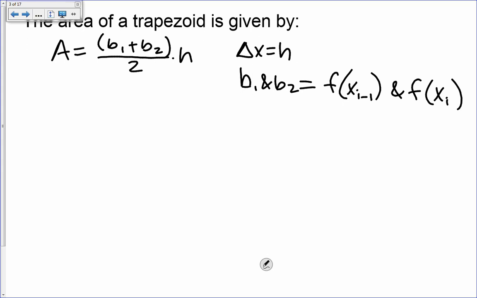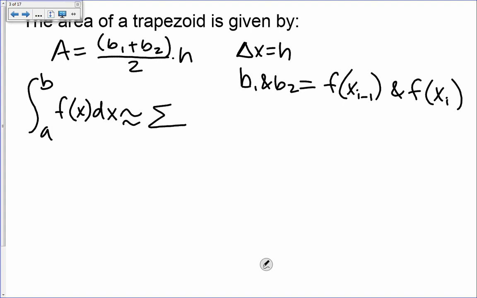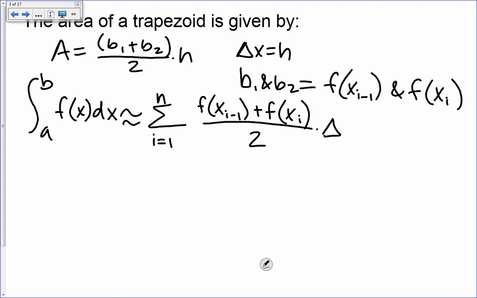So again, we're estimating the area under the curve using this method. We are estimating the integral from a to b of f of x dx using this trapezoid method, which we can write as, so it's approximately the sum of all of our areas. So the sum from i equals 1 to n of the areas of these trapezoids. So rewriting this equation with these variables, we get f of x sub i minus 1 plus f of x sub i divided by 2 times delta x.